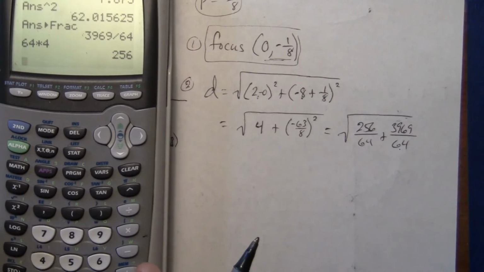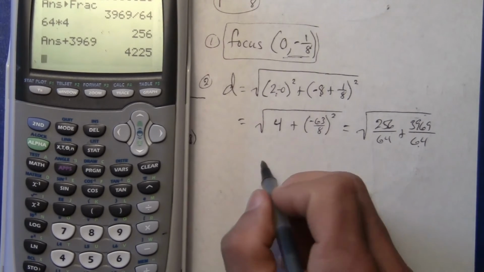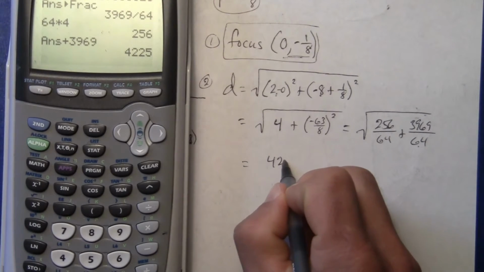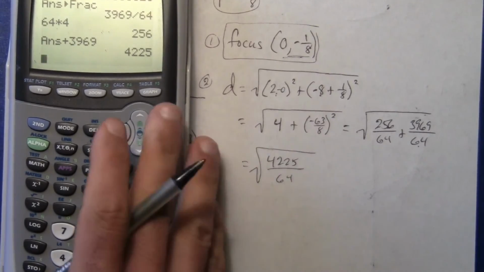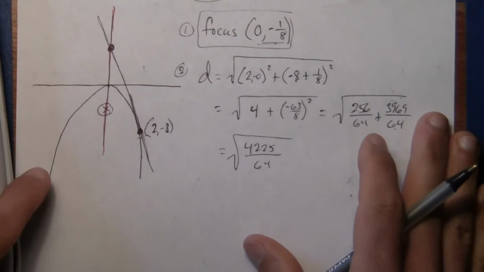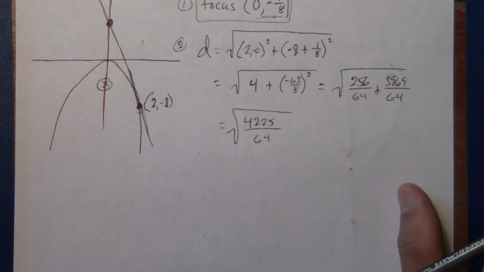And now of course you're going to add the numerators together, and again, it wouldn't take you long to add those together, but you're going to get 4,225 over 64. Now, you shouldn't be getting numbers like this on the test if you have a problem like this, but just saying, if you do run into it, you should be able to do it by hand.